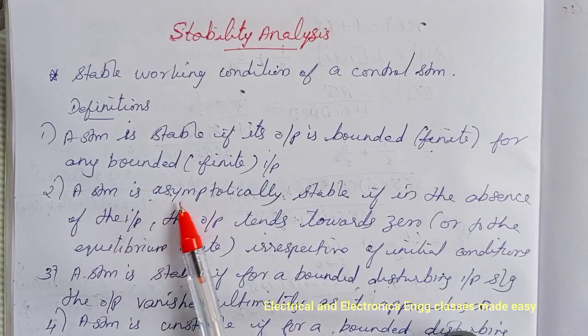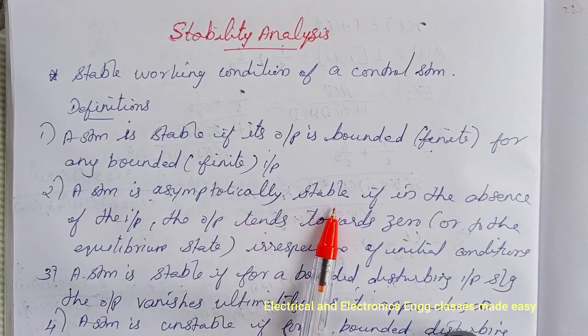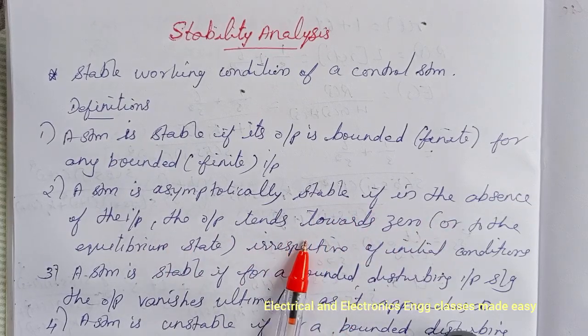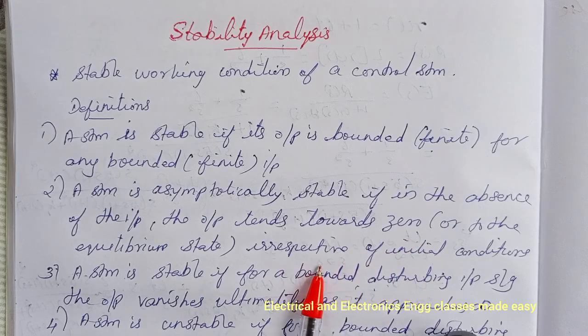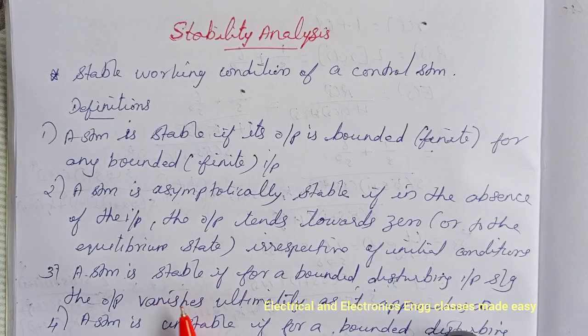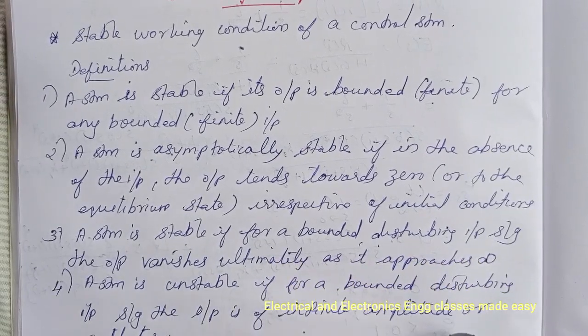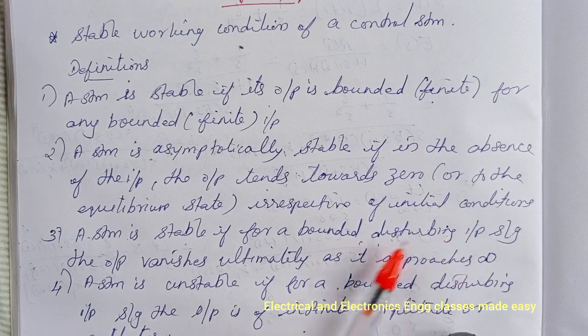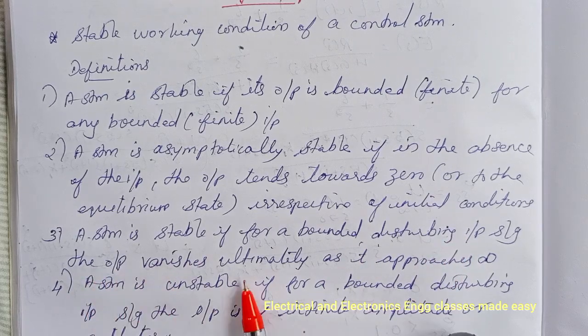Second one, a system is asymptotically stable if in the absence of the input the output tends towards zero irrespective of initial conditions. Third one, a system is stable if for a bounded disturbing input signal the output vanishes ultimately as t approaches infinity.